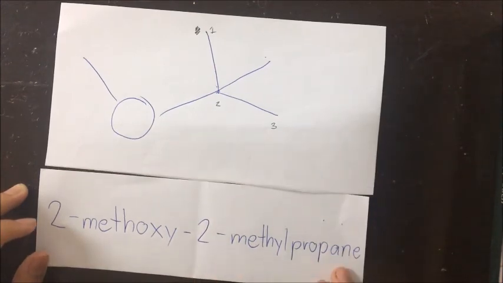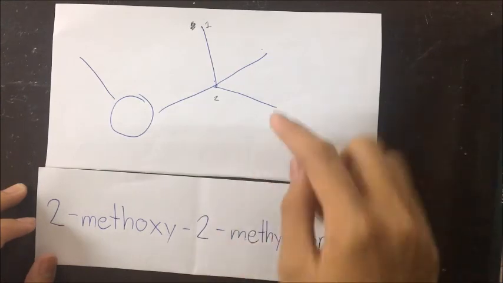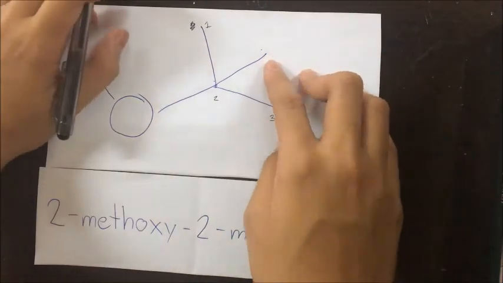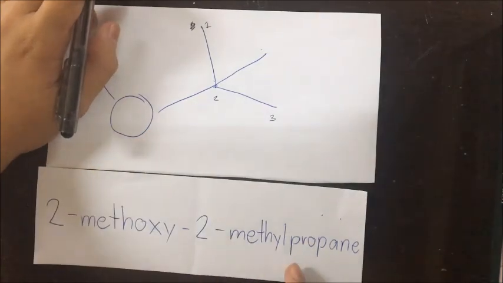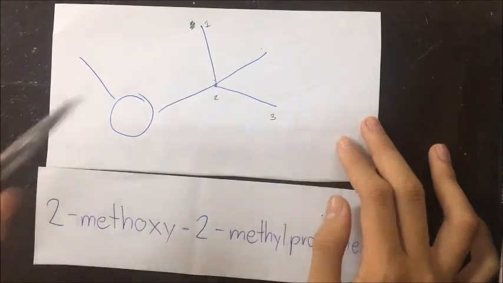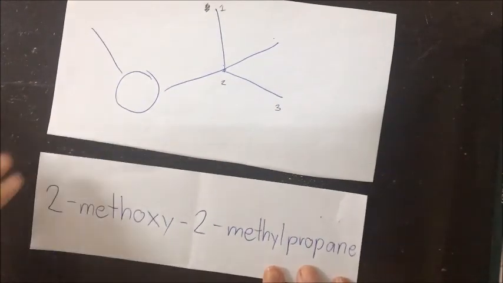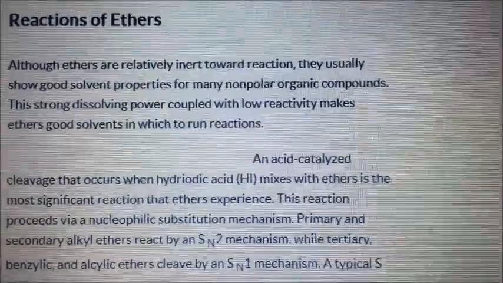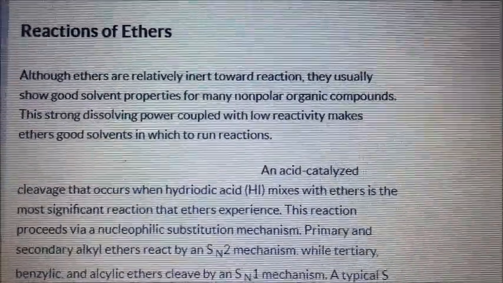In the past rules, when we name the substituents for alkenes and alkynes, it goes the same way. The methyl group, this methyl group right here, is connected to the second carbon atom of this propane. So it's 2-methyl. Now this other group, this methoxy, is also connected to the second atom. That's why it is 2-methoxy-2-methylpropane.